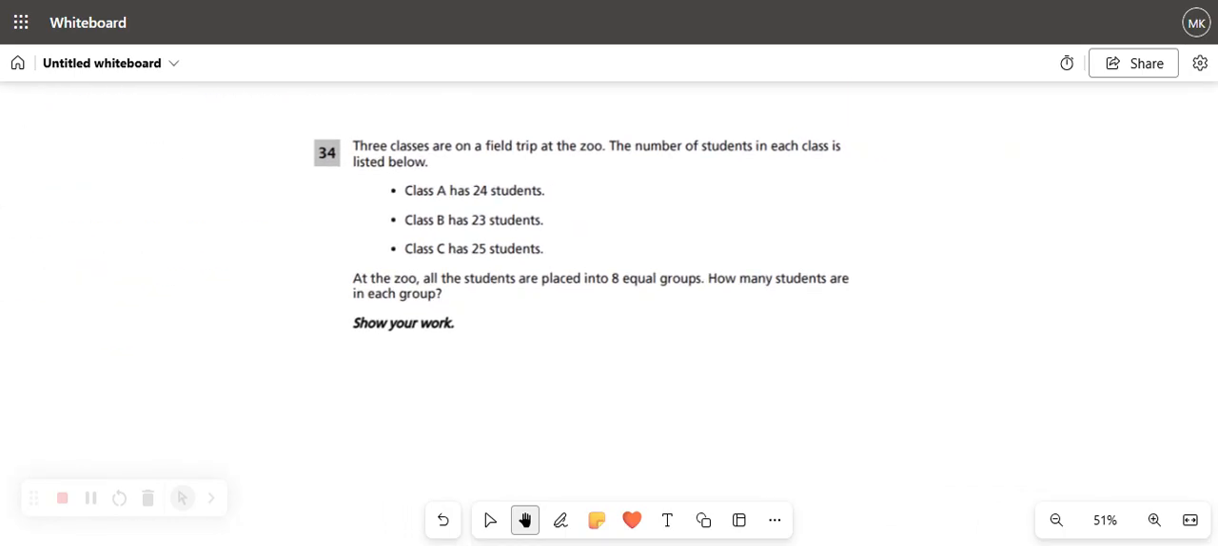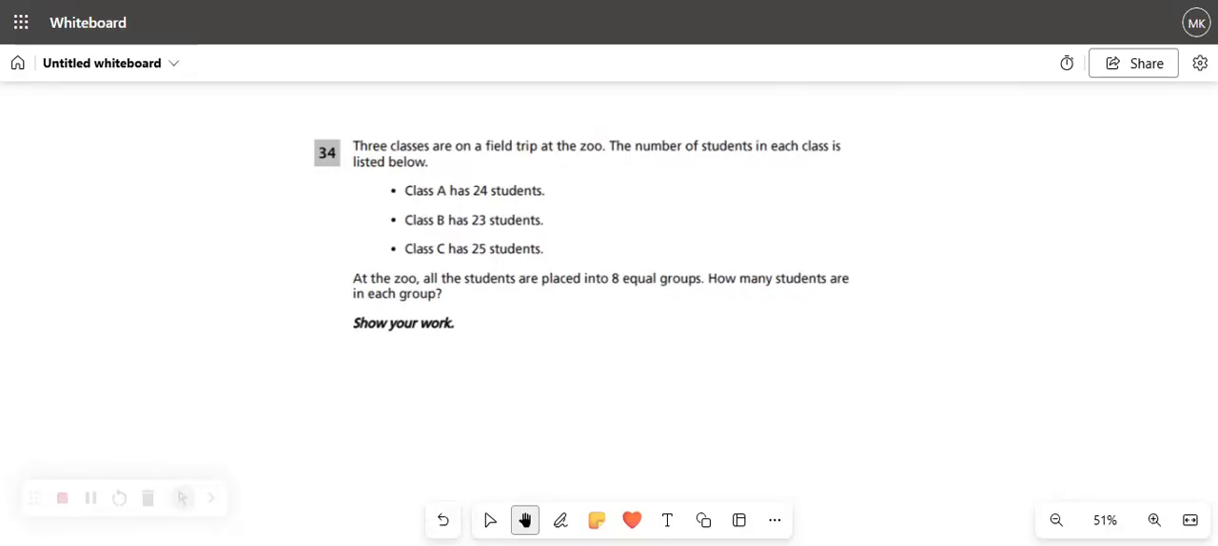So for question 34, it's a little bit different. It's a short response, so you have to actually show work here and find an answer yourself. 3 classes are on a field trip at the zoo. The number of students in each class is listed below. Class A has 24 students, Class B has 23 students, and Class C has 25 students. At the zoo, all the students are placed into 8 equal groups. How many students are in each group?